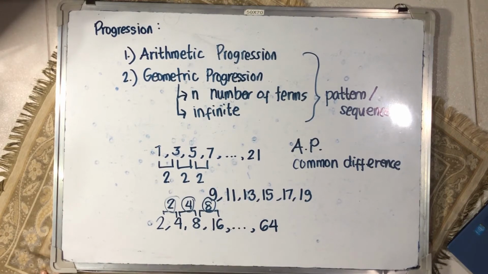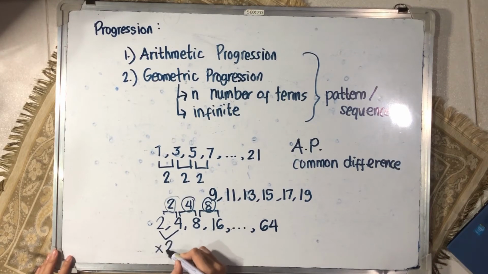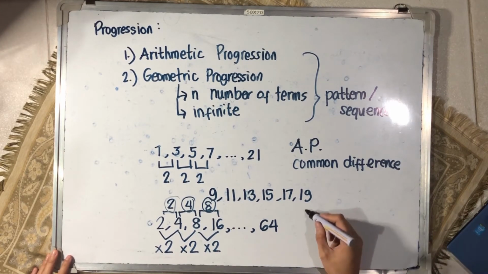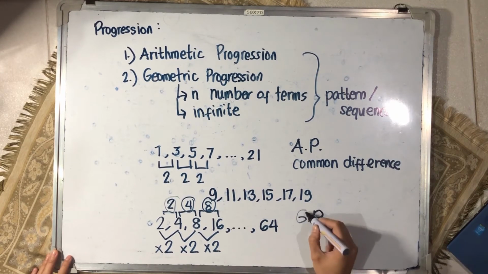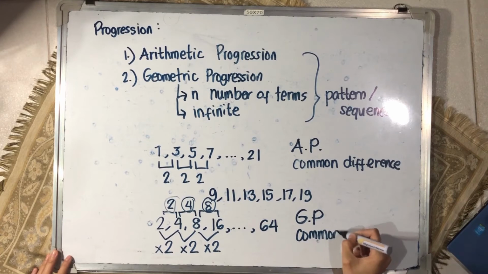sa kasunod. Okay? So, what you can see here is meron siyang parang nata-times 2 siguro, no? Times 2 ito dito. Ito naman nata-times 2 ulit. Ito din, nata-times 2 din siya. And this times 2 here is what we call our common ratio. This is for geometric progression natin. Okay? Common ratio naman ang tawag doon.